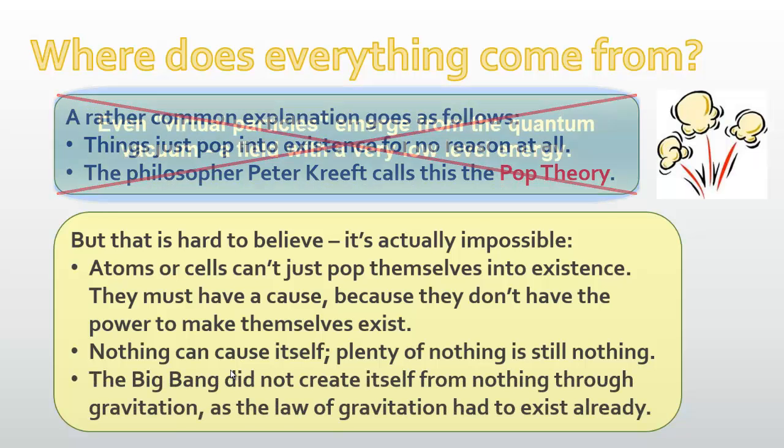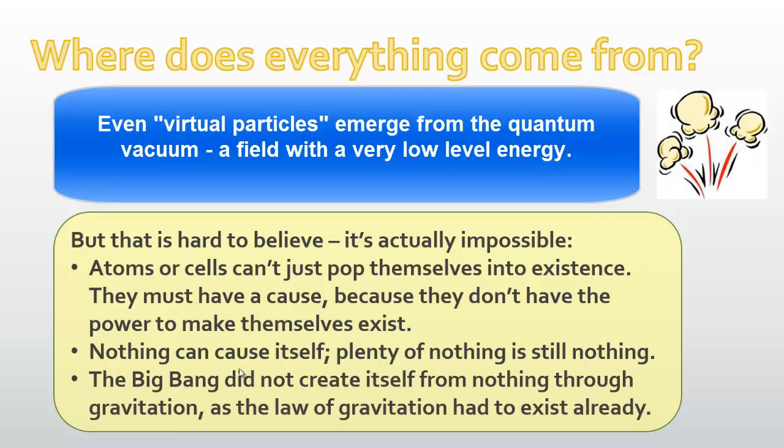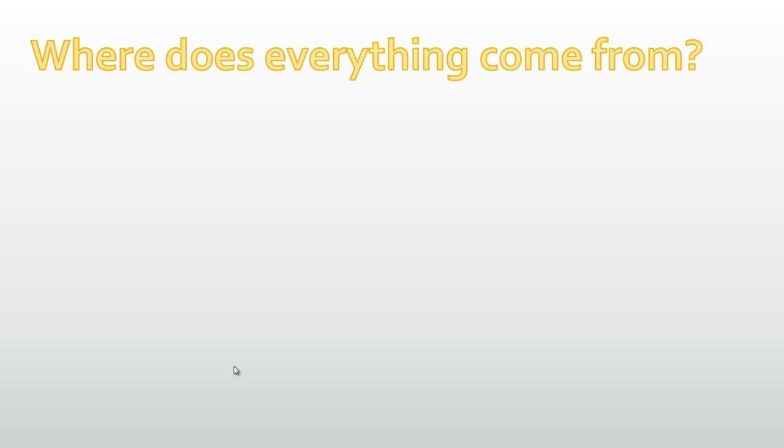The Big Bang did not create itself from nothing through gravitation, as some people say, for the law of gravitation had to exist already before the Big Bang could do anything. So where did that law come from? Where does everything come from?